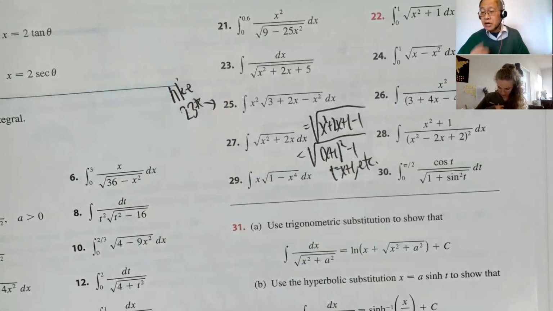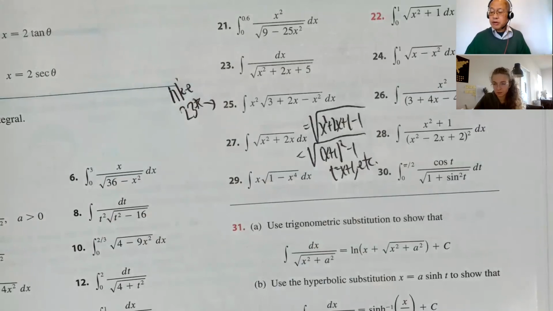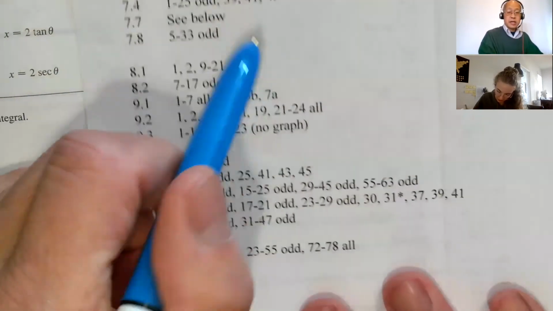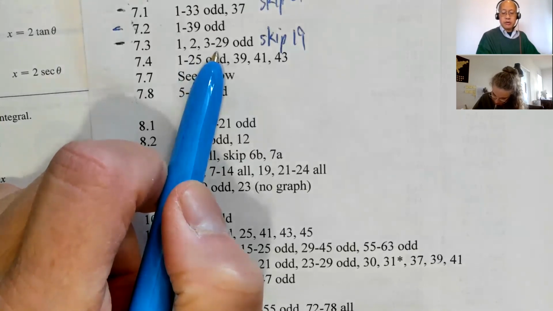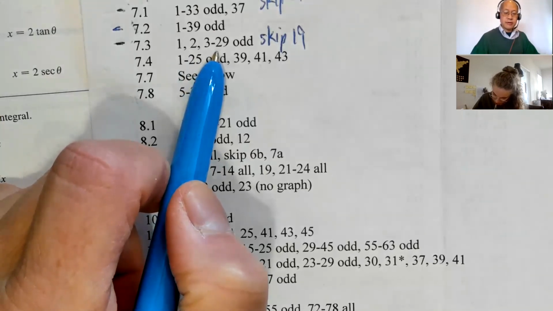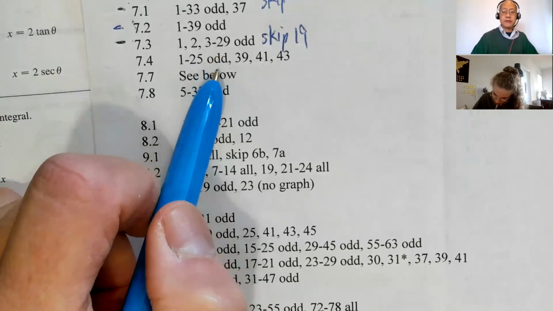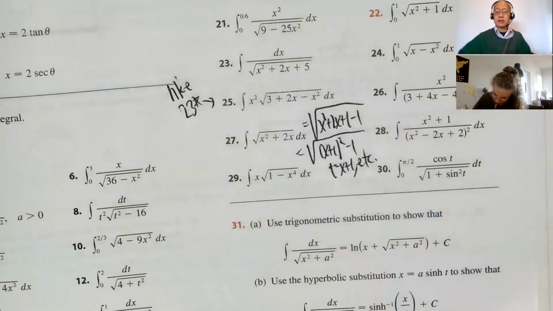All right, we're just about out of time, so I'll stop. Pretty much done with this section. Again, skip problem 19. We have one more problem, 29. So I'll show you 29 tomorrow, I believe. And then I can get started with some of 7.4, which is on partial fractions.